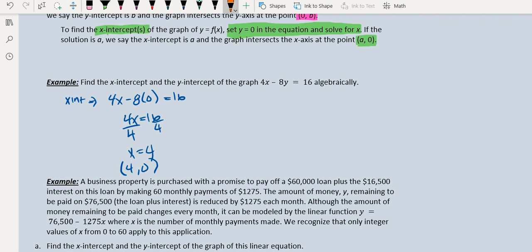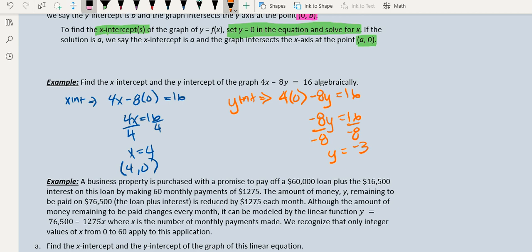So if I find my y-intercept, all right, I set x equals 0. So this should be 4 times 0 minus 8y equals 16. So 4 times 0 is 0, so negative 8y equals 16. The best way to solve for that is to divide both sides by negative 8, and y would equal negative 3.